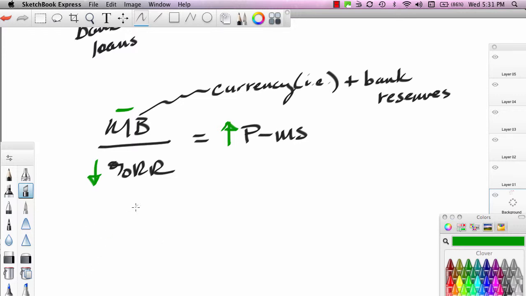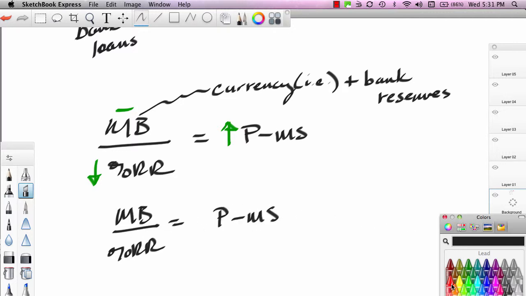So if you don't want to change the reserve ratio, you can see the formula dictates you have to change the monetary base. Well, let's take a look at this. Again, if we take the monetary base, we divide it by the percentage reserve ratio, we get what? We get the potential money supply. Well, if the Fed wants to increase the potential money supply, does not want to change the reserve ratio, it has to increase the monetary base.